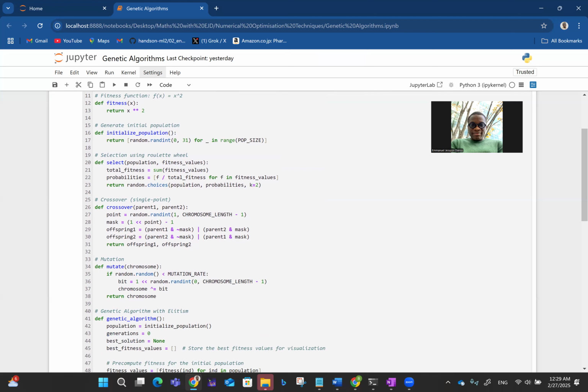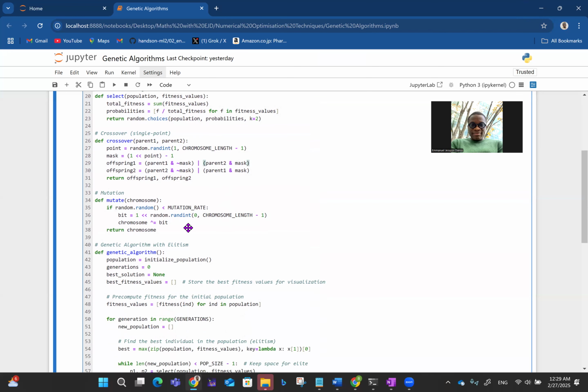So you generate the initial population. That's what you have in line 16. So define the initial population and return random from 0 to 31 like that. And then you do selection using roulette wheel. That selection we did the other time, so we just picked two randomly. And then you go for the crossover. I demonstrated that clearly enough, and that is what the part of the code from lines 26 to 31 takes care of. Then the mutation part, where a 1 turns to 0 or a 0 turns to 1.